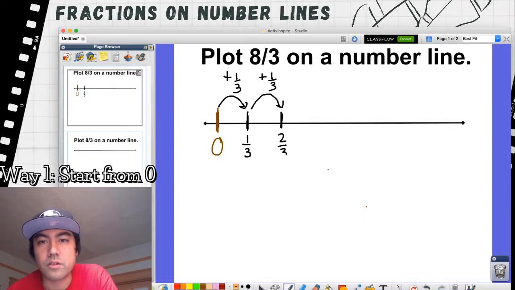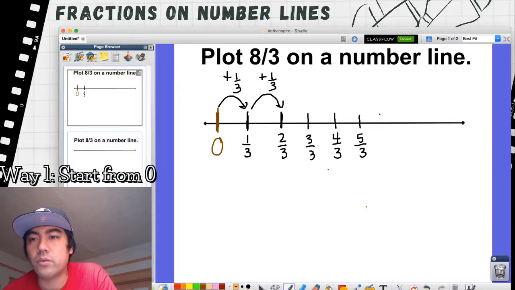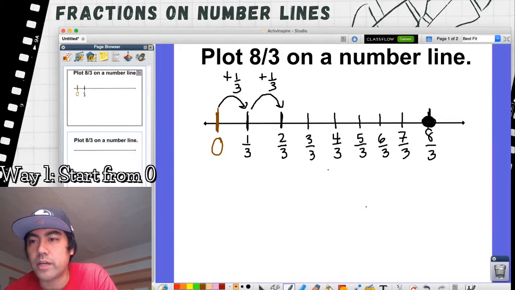So now I have 2/3. And if I add another 1/3, I get 3/3. If I add another 1/3, I get 4/3. And if I add another 1/3, 5/3. Add another 1/3, I get 6/3, 7/3, and finally 8/3. Okay, and that's it. And all I have to do is put a dot right on the tick mark and right on the number line, and I'm officially done.